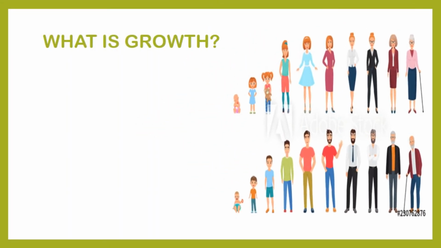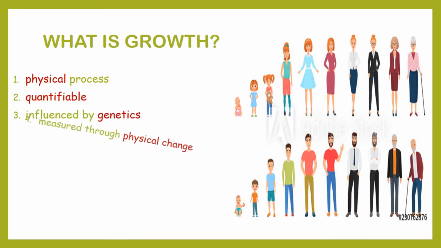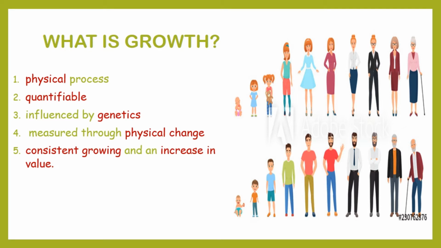What exactly is the meaning of growth? Growth is a physical process. It is quantifiable. It is influenced by genetics, measured through physical change, and consistent growing and an increase in value is referred to as growth. Example, height and weight. Let me tell you about each point in detail.